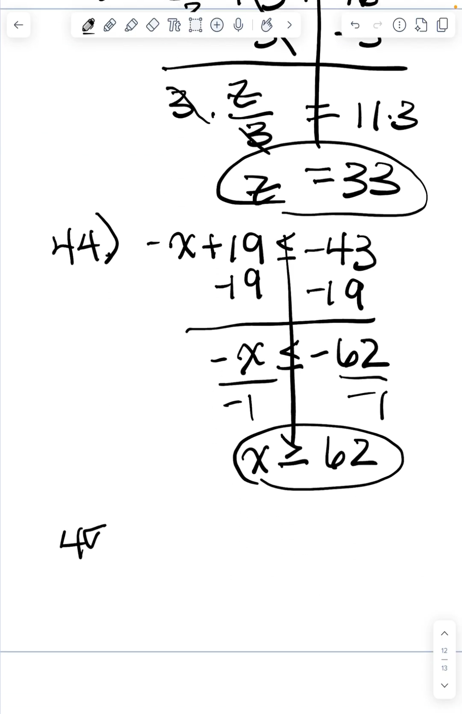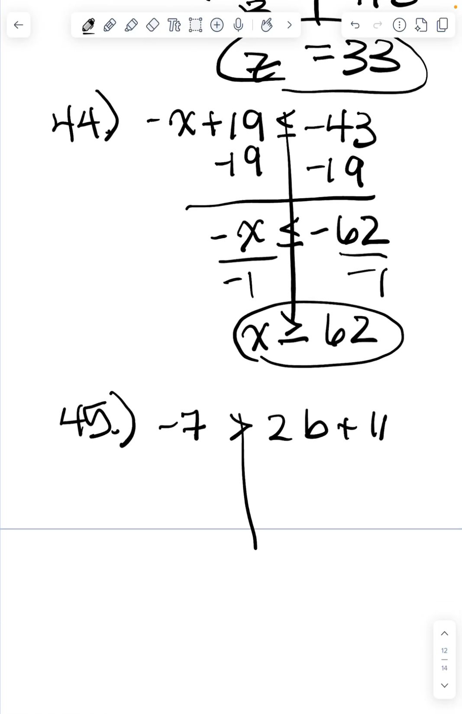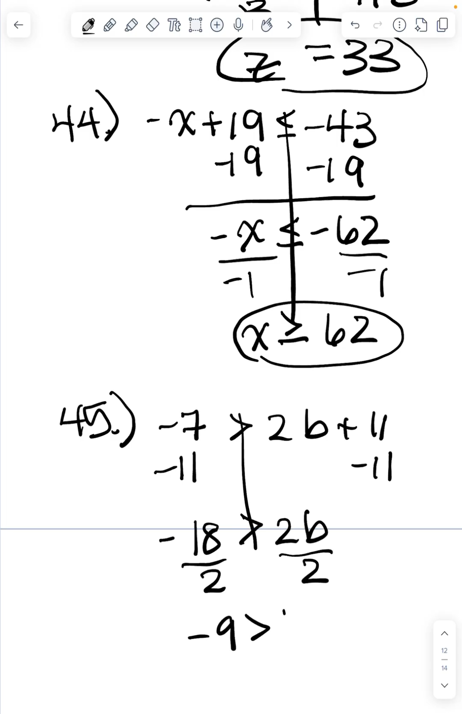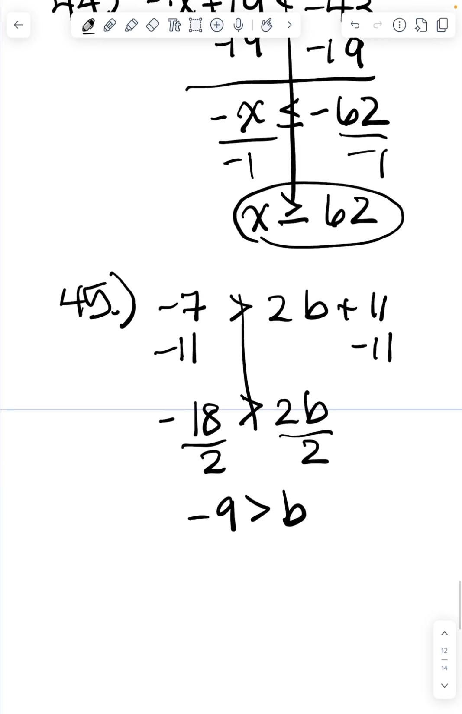Number 45. Negative 7 is greater than 2b plus 11. There's our inequality. I'm going to minus 11 on both sides. So that gets me negative 18 is greater than 2b. Divide both sides by 2. Negative 9 is greater than b. So we usually like to see the variable on the other side, and the number on the right side. It's just that if you do that with an inequality, make sure you flip the inequality also.